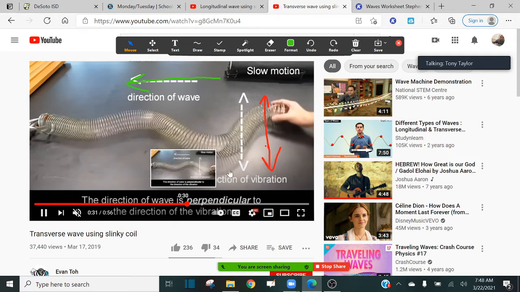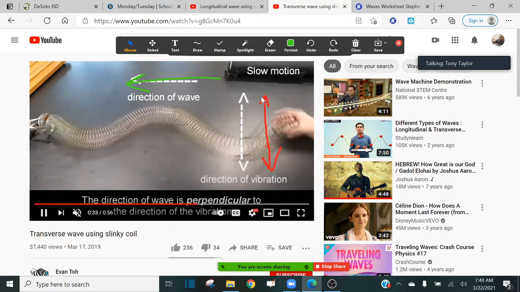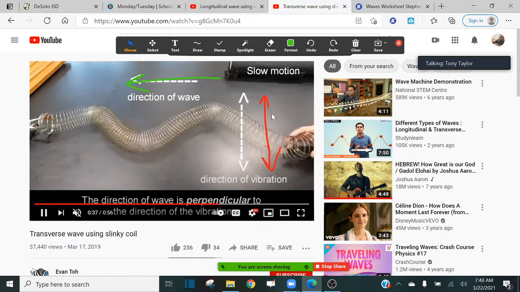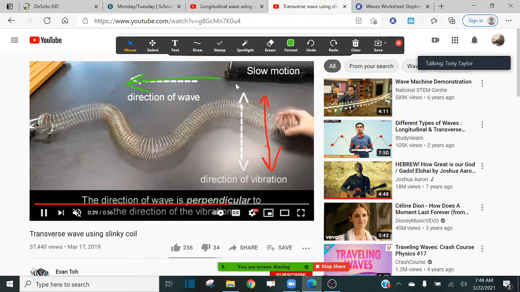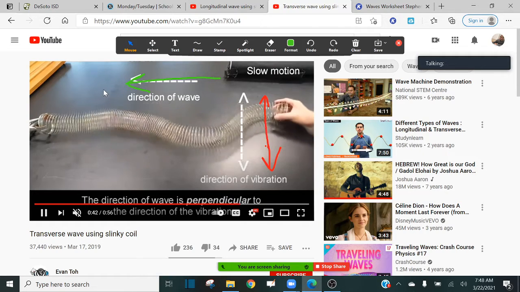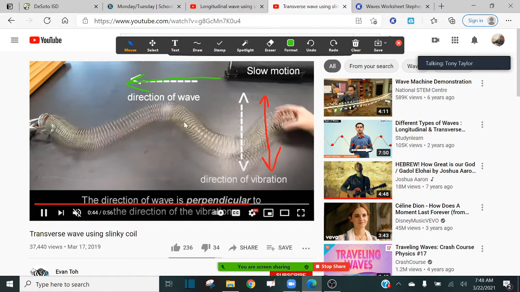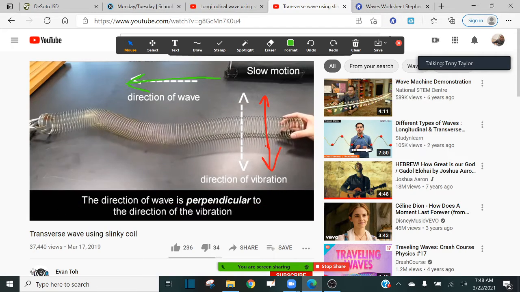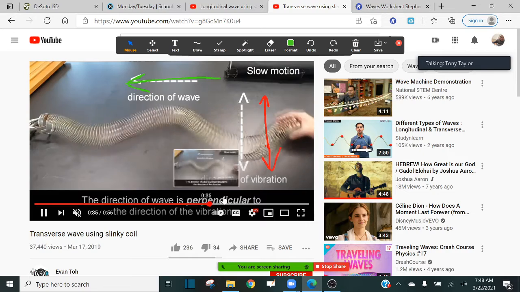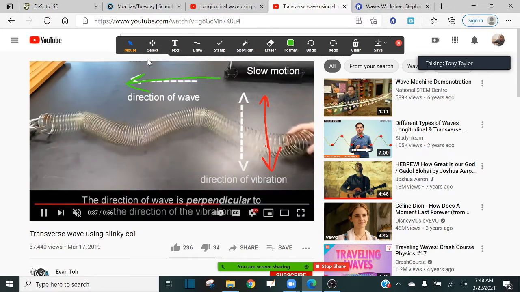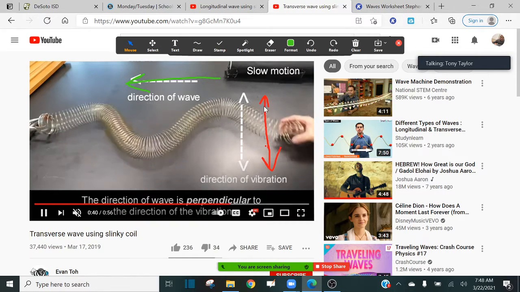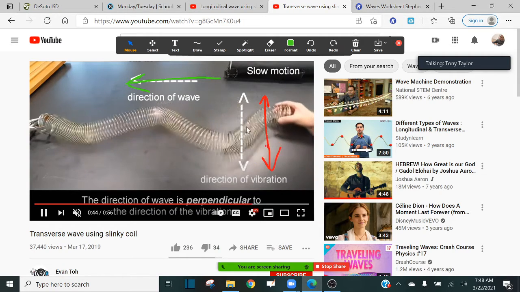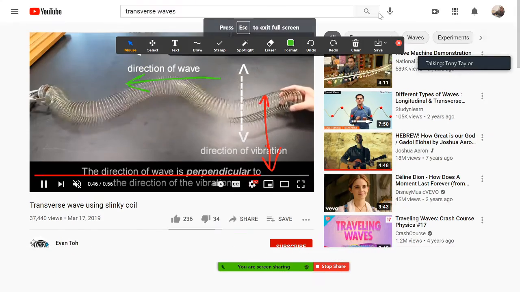Okay, let me play this again. Okay, so notice his hand is vibrating like this. Like his hand is vibrating along the y direction, but notice how the pulse of energy is traveling along the x direction. Okay, so here the vibration is perpendicular to the direction of the wave. I'm going to say that again. Here, the vibration is perpendicular to the direction that the pulse itself is propagating.